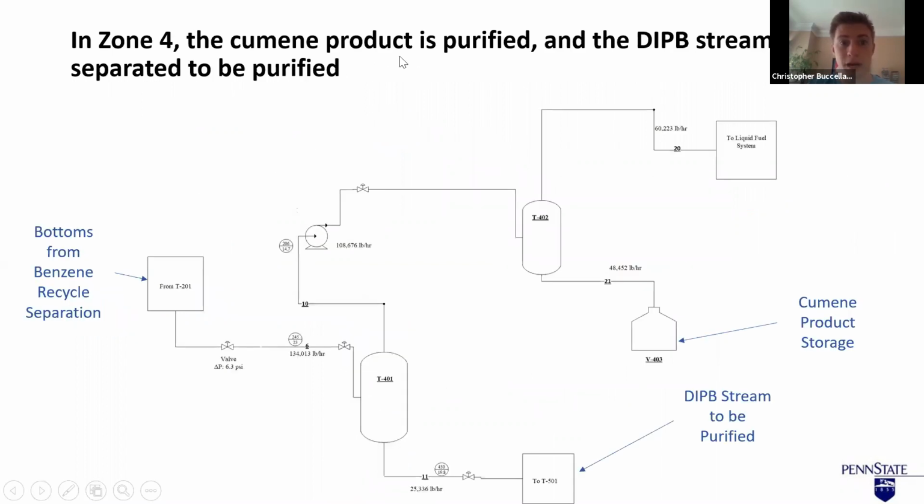Here we see the bottoms from the benzene recycle stream purification that were discussed earlier. This is first sent into the initial cumene recovery unit here, which separates cumene from DIPB and heavies. Now, this cumene product is then sent to a second cumene recovery unit, which purifies the cumene to our specified final purity of 99.9%. This cumene product is then sent to the OBL for product storage. Again, the waste product from this separation is high enough in energy content to be used for the liquid fuel system.